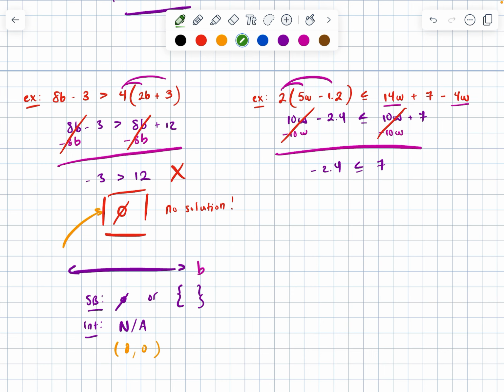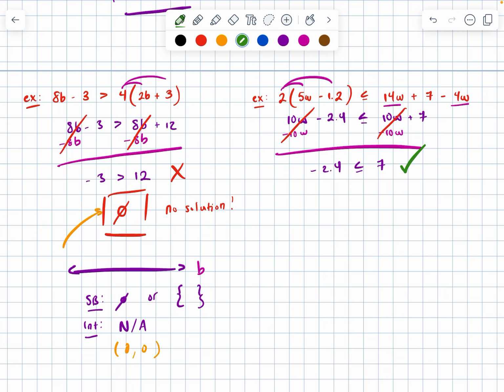Is this true? Well, is negative 2.4 less than or equal to 7? Well, yes, all negatives are smaller than all positives. So this is a true statement. It is less than. Let's think here about what that means for my inequality. This statement is fundamentally true. It's always true. Nothing can make it not true.